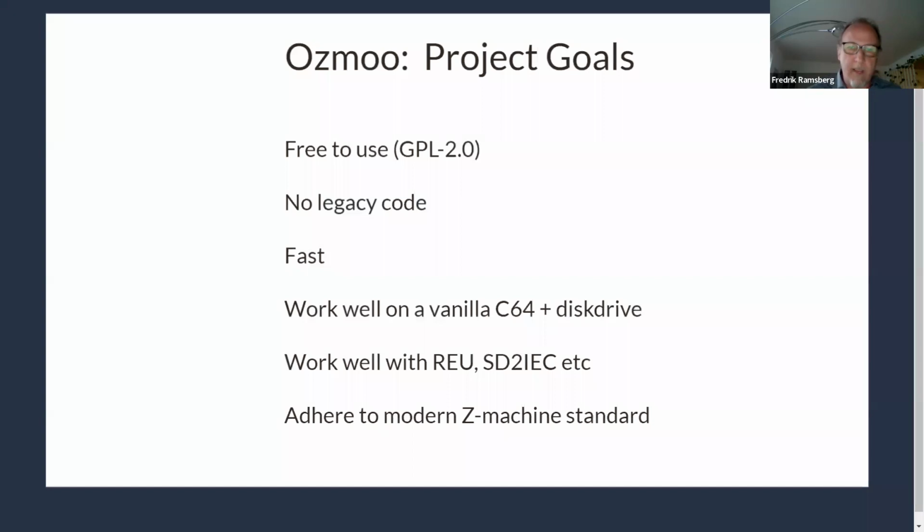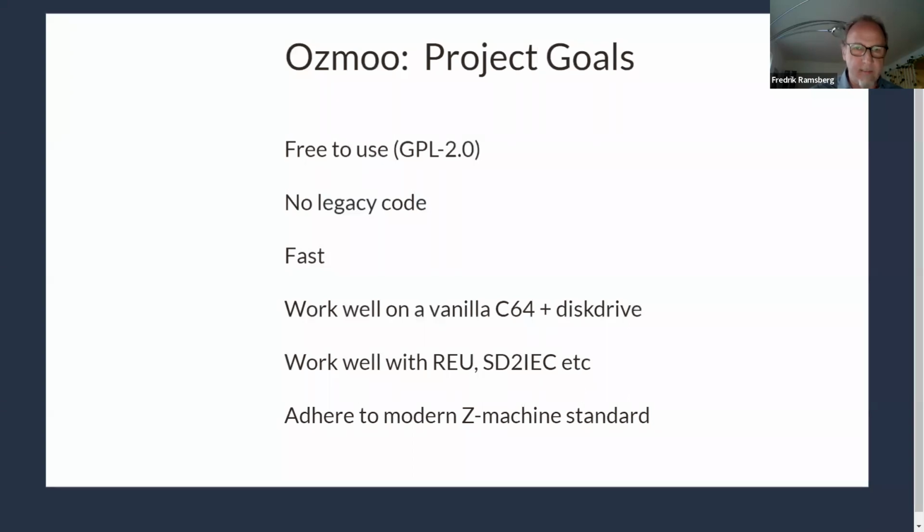The project goals we had: we wanted to make something that was free to use. It's under the GPL2 license, so it should be free to use even for commercial projects. To do this, there could be no legacy code, no leftovers from Infocom interpreters, etc. A lot of third-party interpreters have legacy code in them, and we want to avoid that entirely.